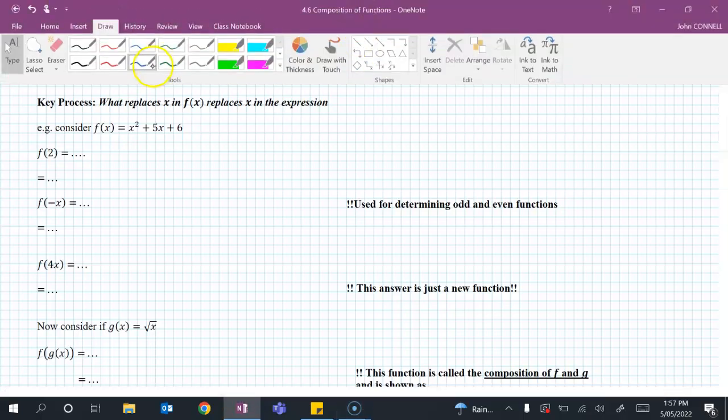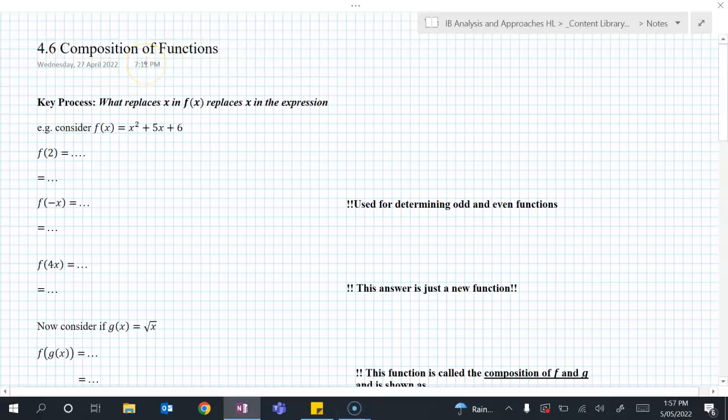So if I take f of x as a quadratic, x squared plus 5x plus 6, then f of 2 replaces x in f of x, so 2 will replace x in the expression. So I get 2 squared plus 5 times 2 plus 6, which is 4 plus 10 plus 6, which gives me 20. Now when we were doing odd and even functions, we were working out what f of negative x is.